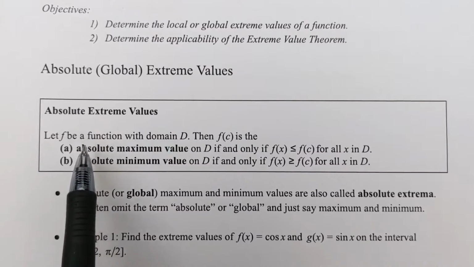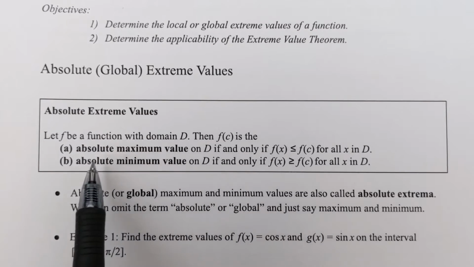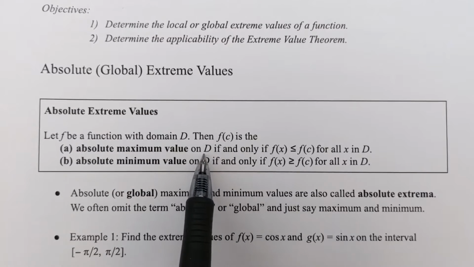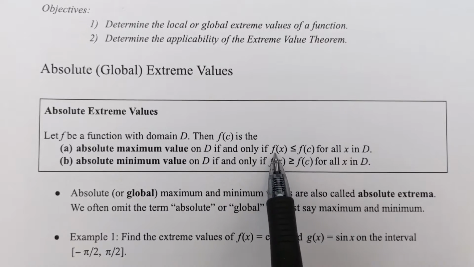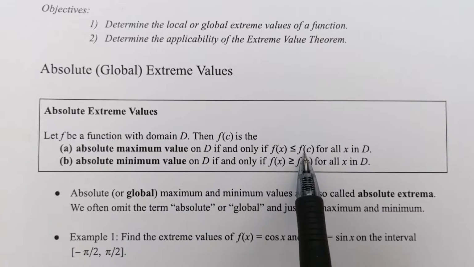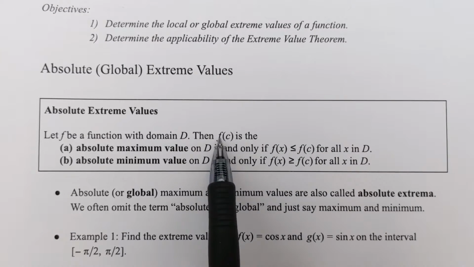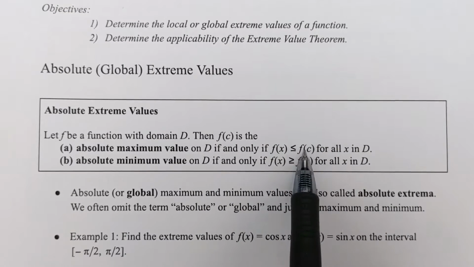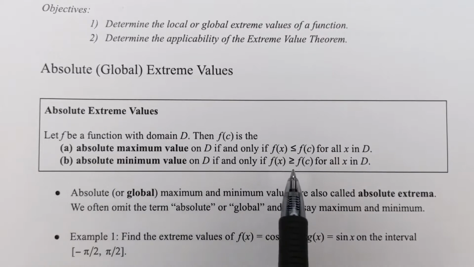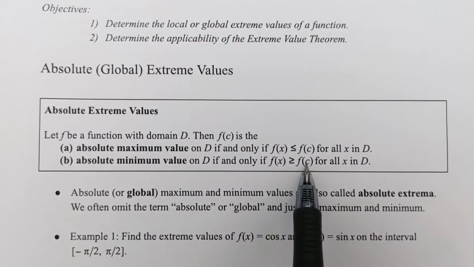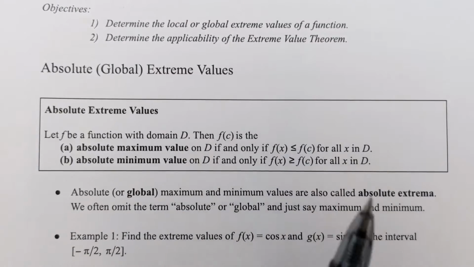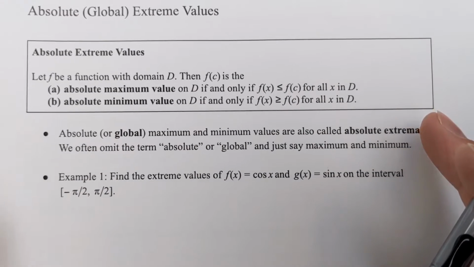So it says here, let f be a function with domain D, then f of c is the absolute maximum value on the domain if and only if every value of the function is less than or equal to that specific value. So remember, f of x and f of c, these are y values. So this is saying that f of c is the largest y value because all other ones are less than it. So that's a maximum. You have a minimum if all other y values are always greater than or equal to your specific y value. So it's the lowest possible y value.